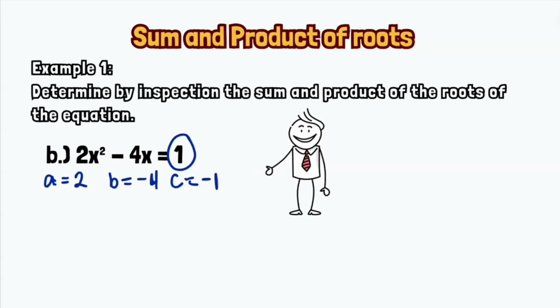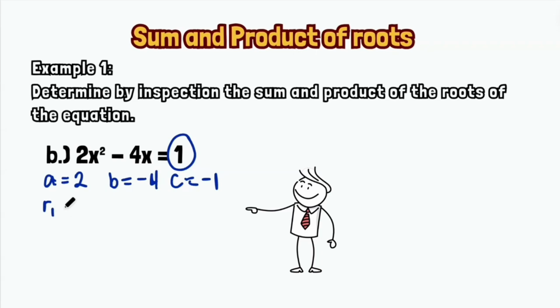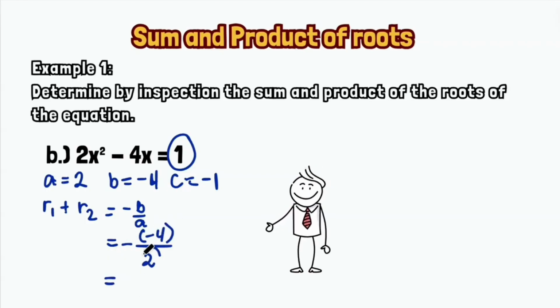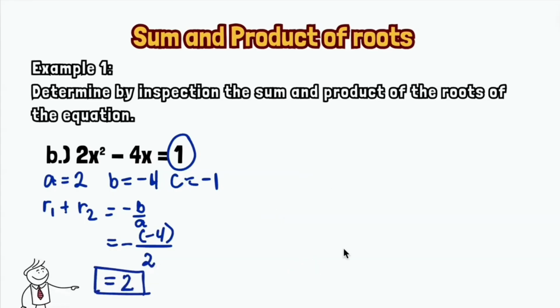Okay? So, what else? Next is, we need to find the sum of the two roots. Root 1 plus root 2 is equal to -b over a. Okay? So, negative b, or negative here, yung b natin is -4, this one, over a, which is +2. Okay? So, negative times negative, we have positive. 4 divided by 2, that is going to be 2. The sum of the two roots is +2.